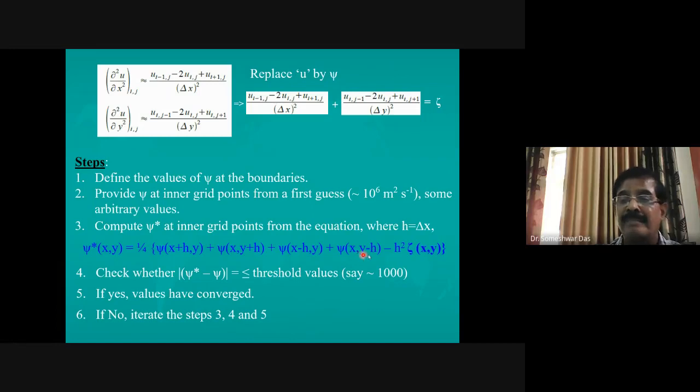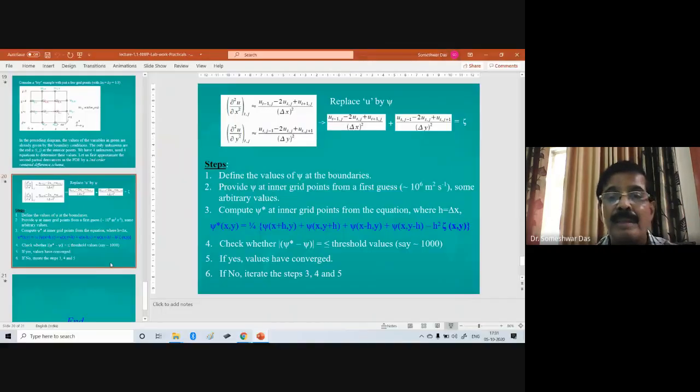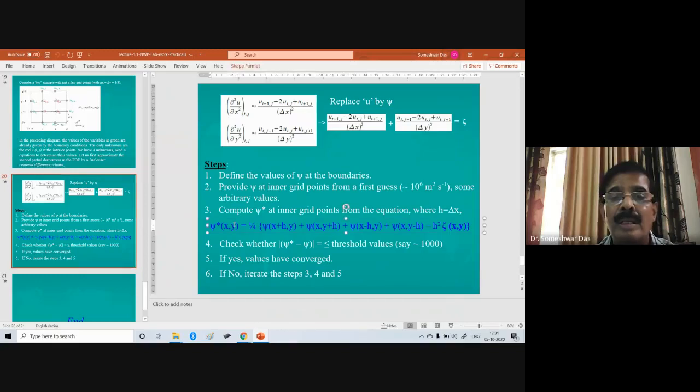Is that clear? Times h square, h square being nothing but delta x delta y, zeta at ij. X, y here means ij. So psi star at ij, you can write psi star at ij, or let me just correct it here. If I do it now in front of you, it will probably be clearer.